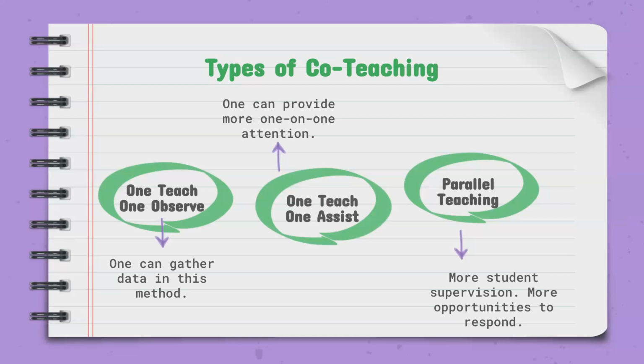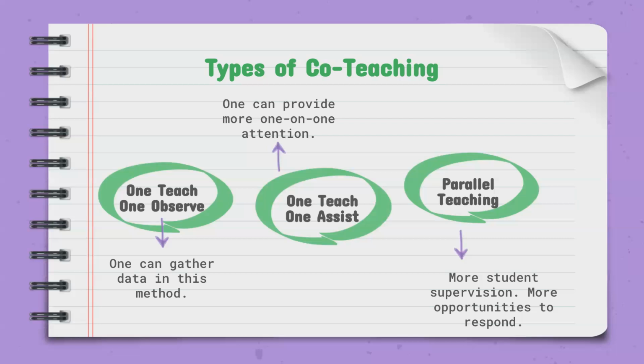One teach, one assist can provide more one-on-one attention. That is wonderful. That means I'm up here, I'm the main person teaching, and Dr. Ruffnow is walking around and he is assisting the students, or I'm saying, Dr. Ruffnow, would you grab those materials back there and disperse them to students? That's assisting. There's lots of different ways that a co-teacher could assist. Okay, so that helps to provide more one-on-one attention.